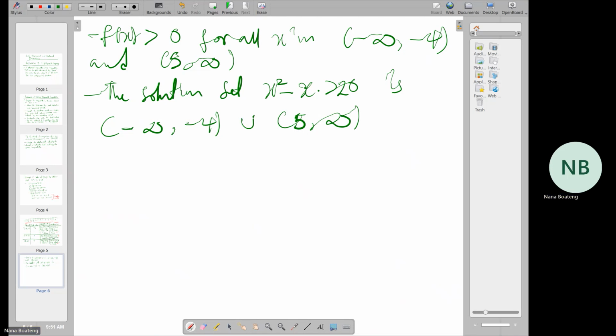Okay. So the next thing is let's look at rational inequalities. Let's first look at the definition of a rational inequality.